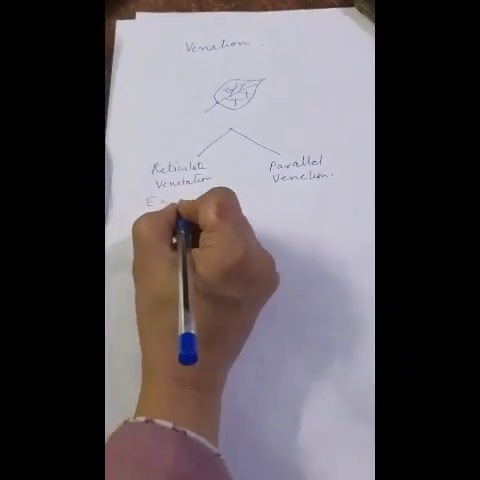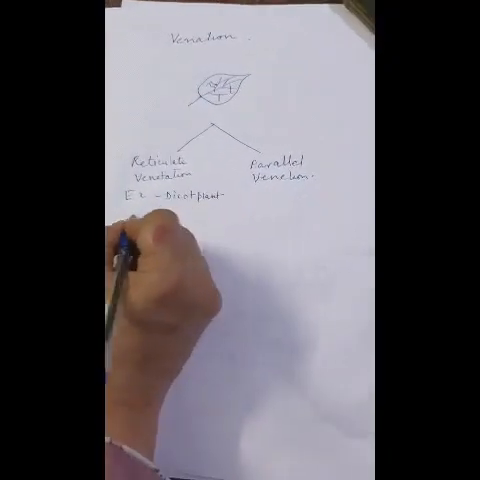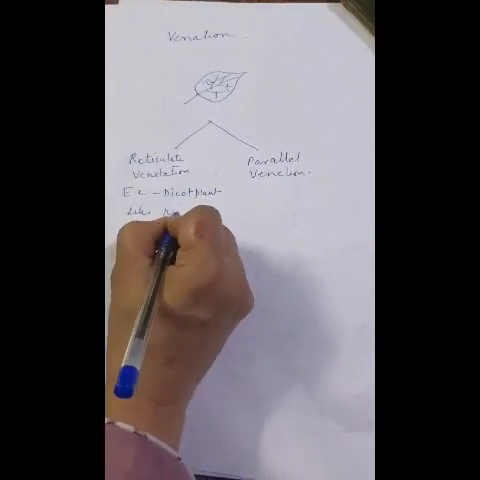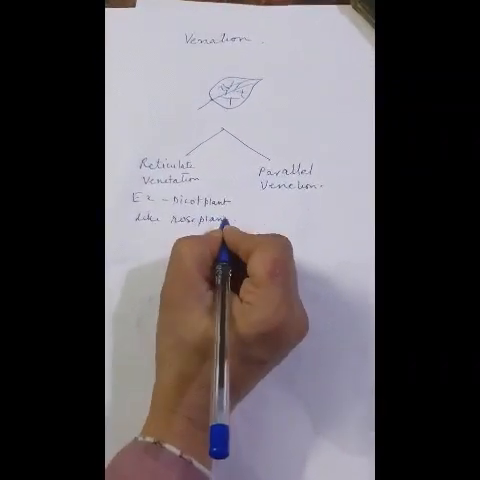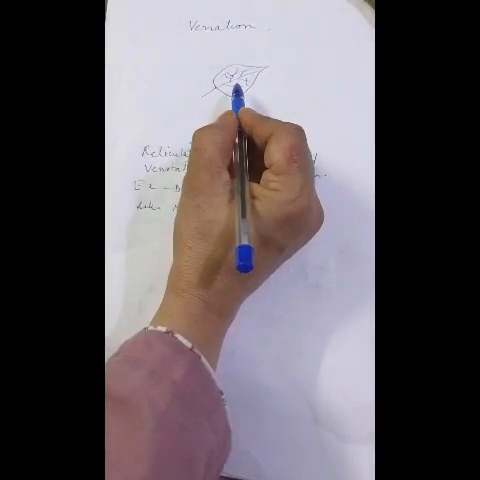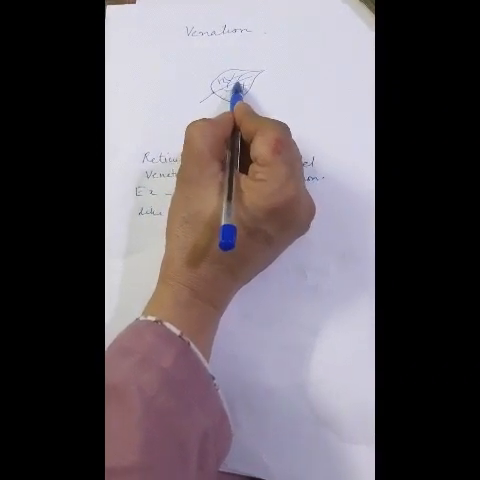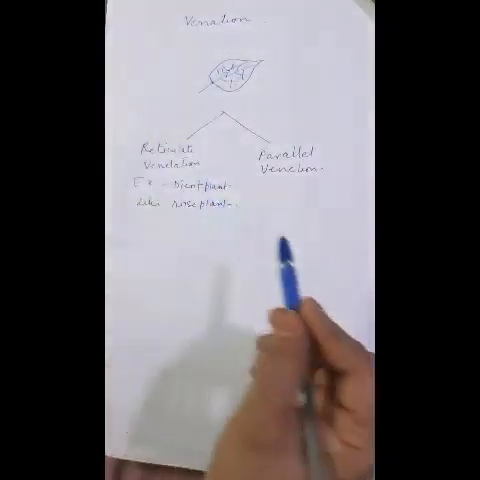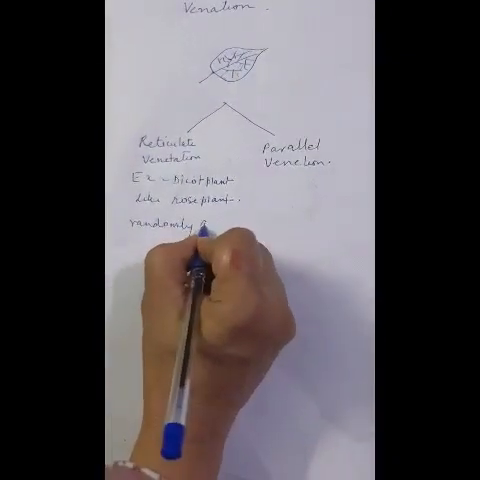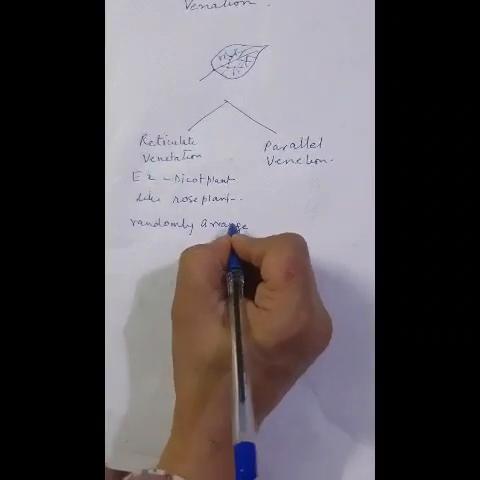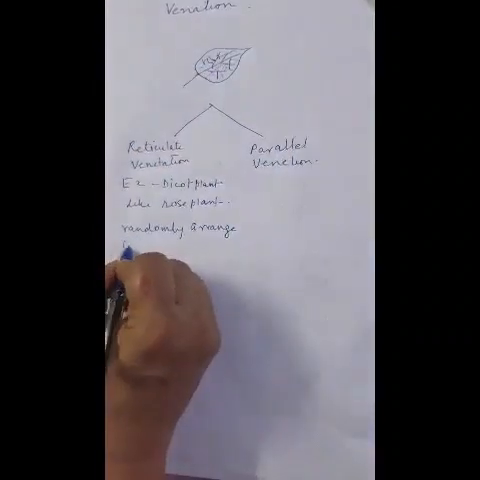Example, dicot plants, like rose plant, is the example of reticulate venation. इसमें क्या होता है? इसमें वेन कॉम्प्लेक्स नेटवर्क की तरह रहती है, पूरे में फैली रहती है. कोई पर्टिकुलर अरेंजमेंट नहीं, मिडरिब प्रोमिनेंट रहेगा, उसके पूरे में बारीक वेन रहेगी. That means veins are randomly arranged and form a complex network of veinlets.